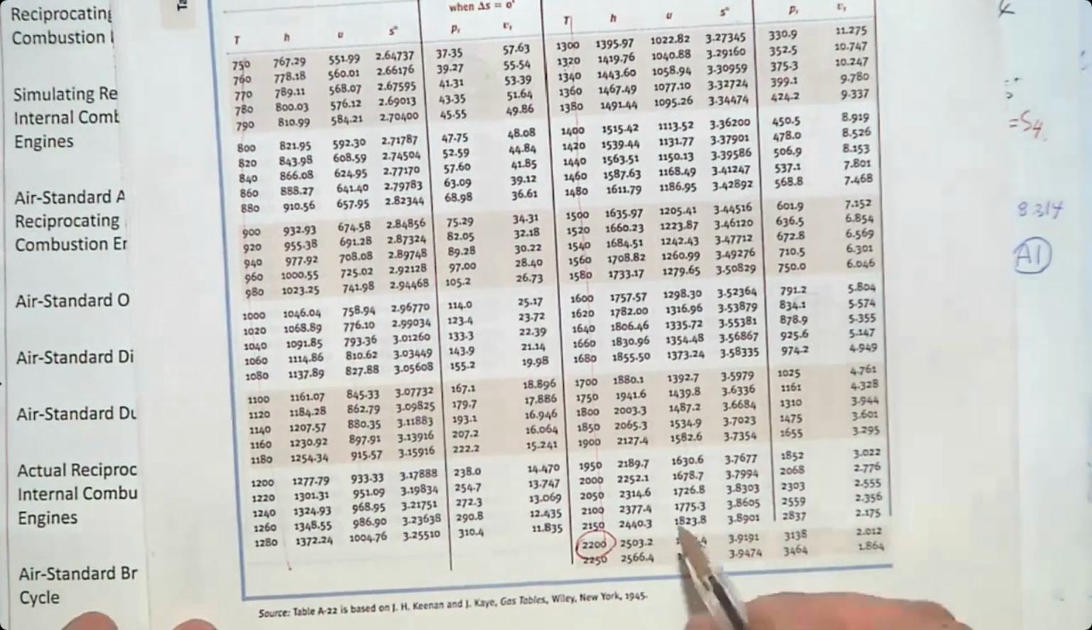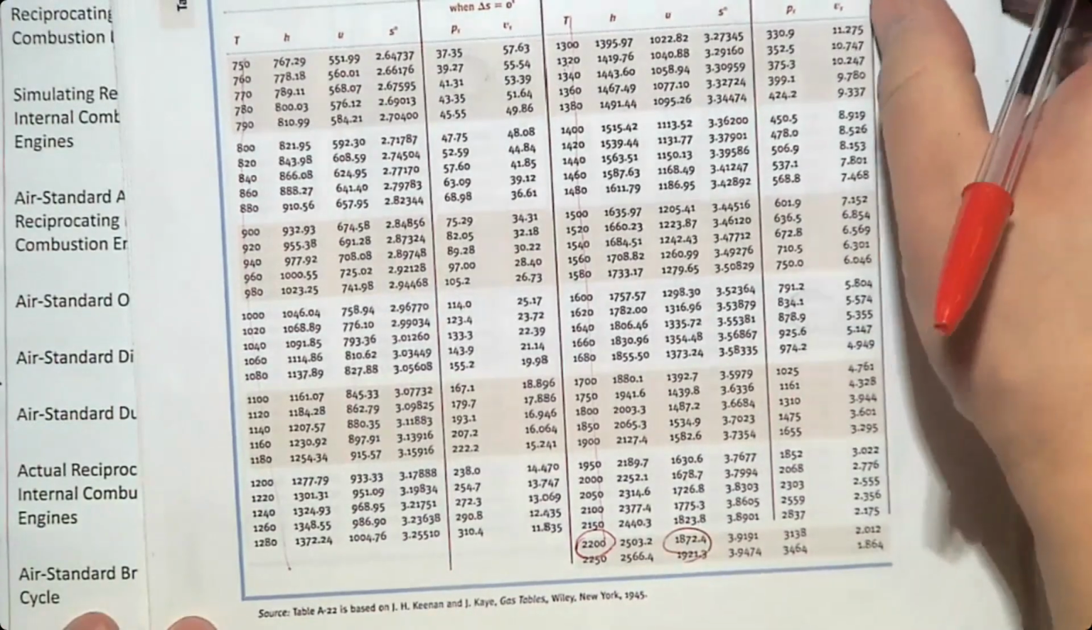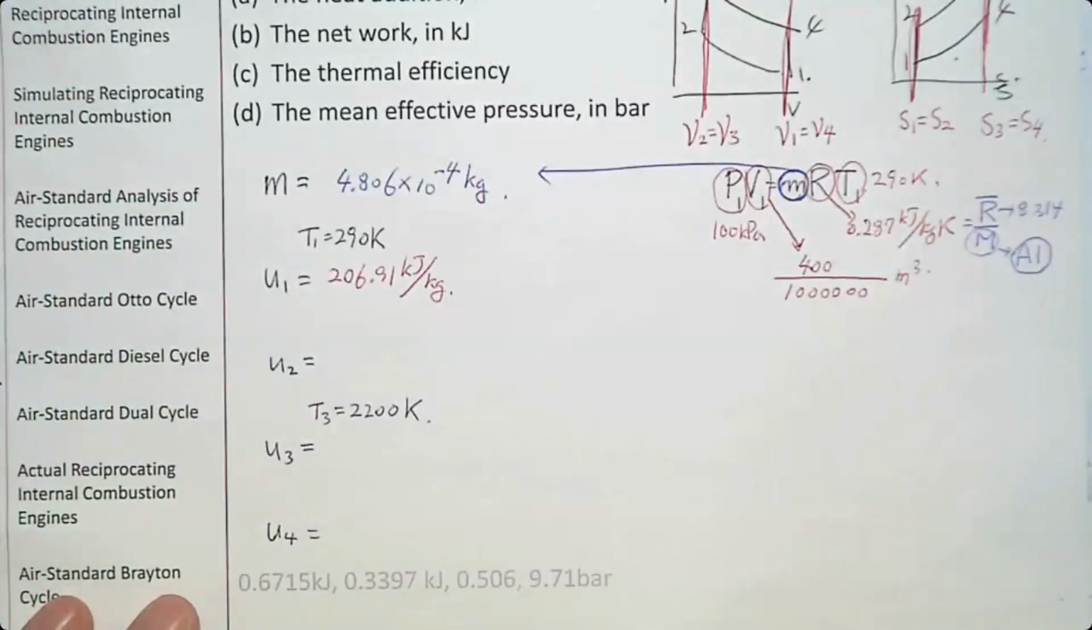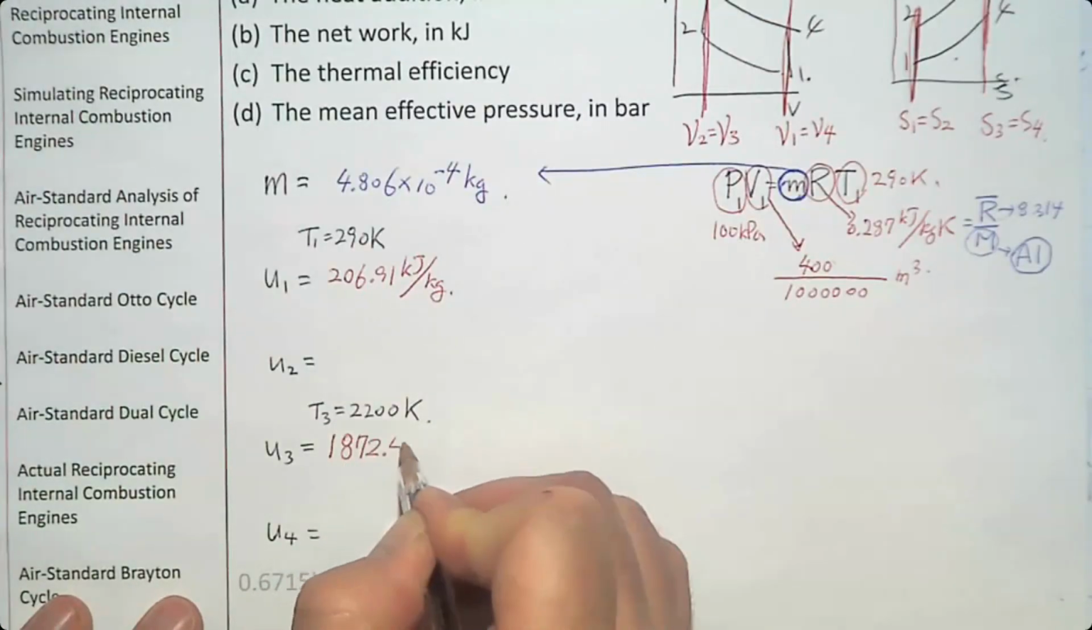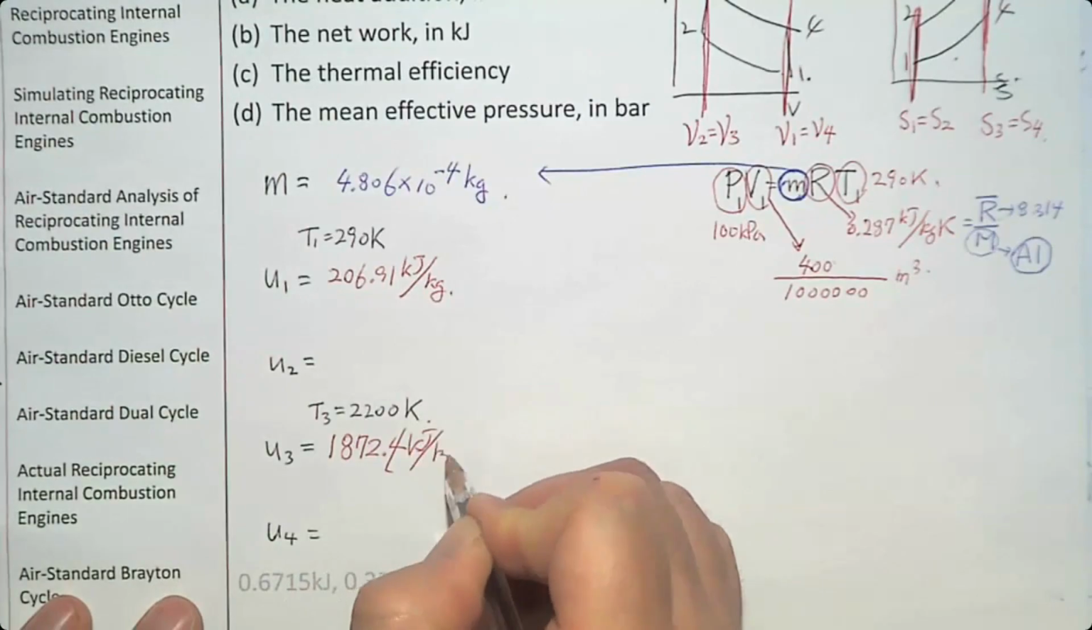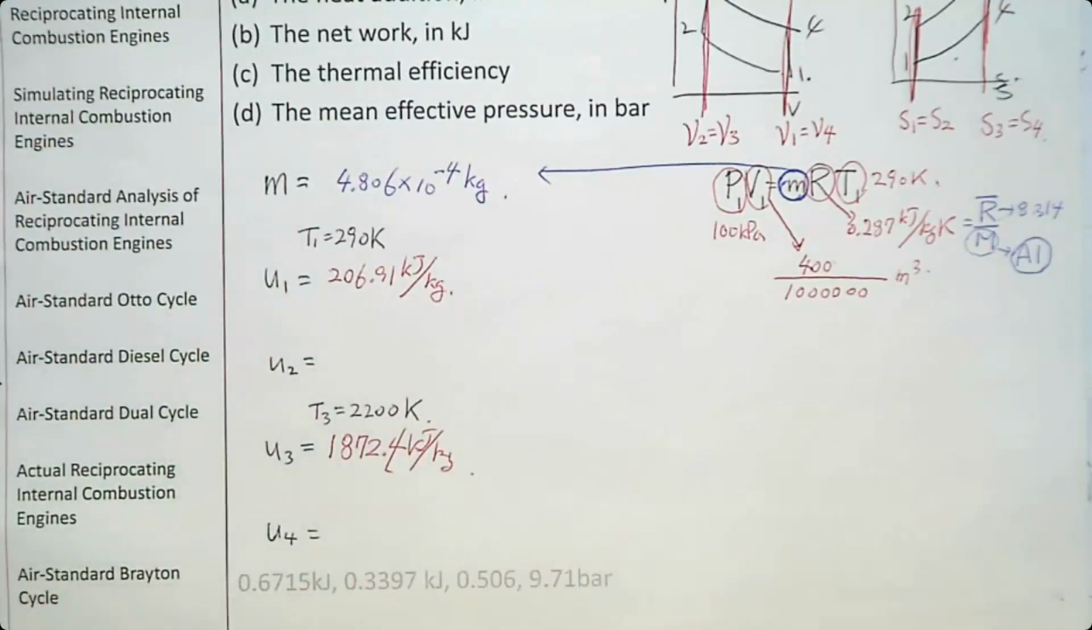1,872.4 kilojoule per kilogram. So we already found U1 and U3.